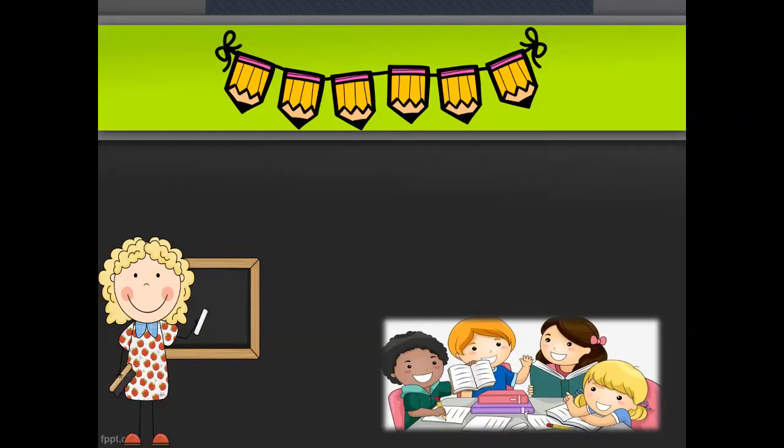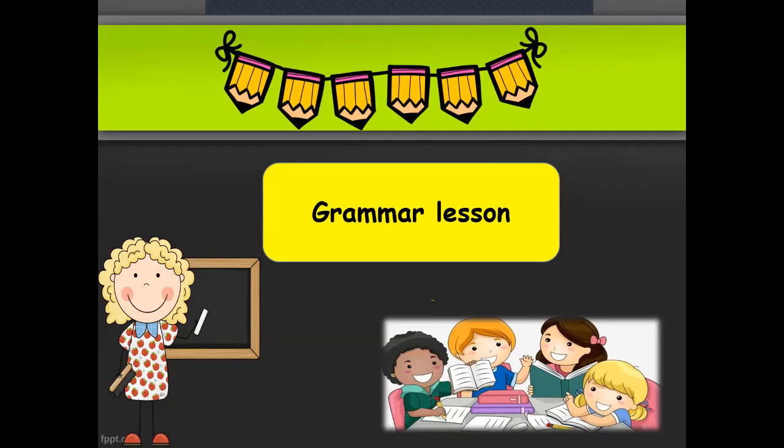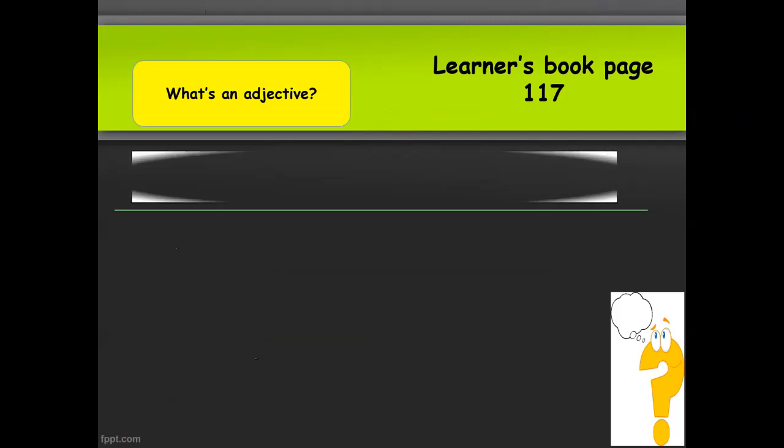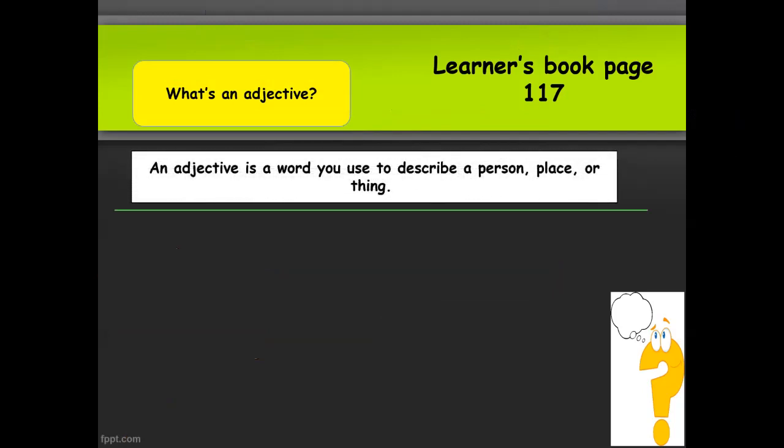Today, we're going to continue and talk about a grammar lesson. This grammar lesson, you're going to find it in your learner's book, page 117. Today, we're going to talk about adjectives. But first, what is an adjective? An adjective is a word you use in order to describe a person, a place, or a thing. So this word can give us information about the place, the person, or a thing, animal, or even a plant.